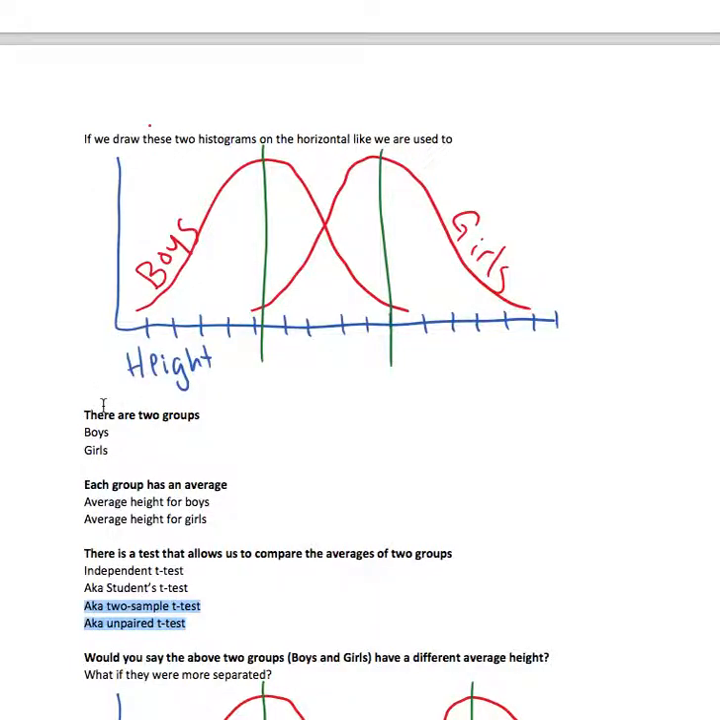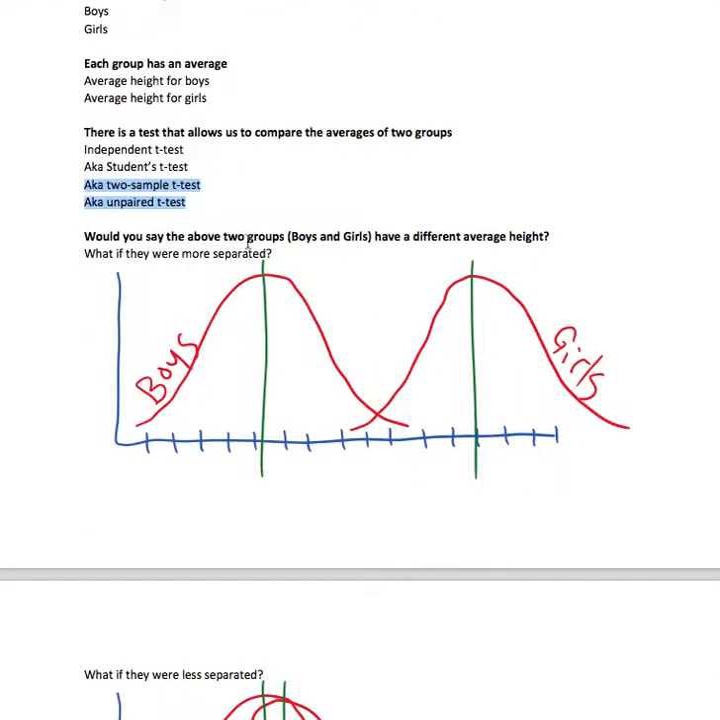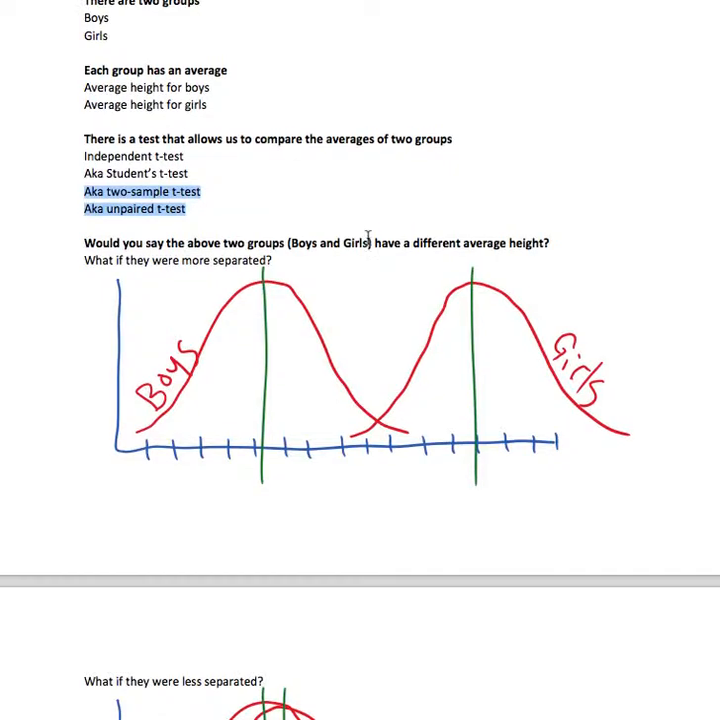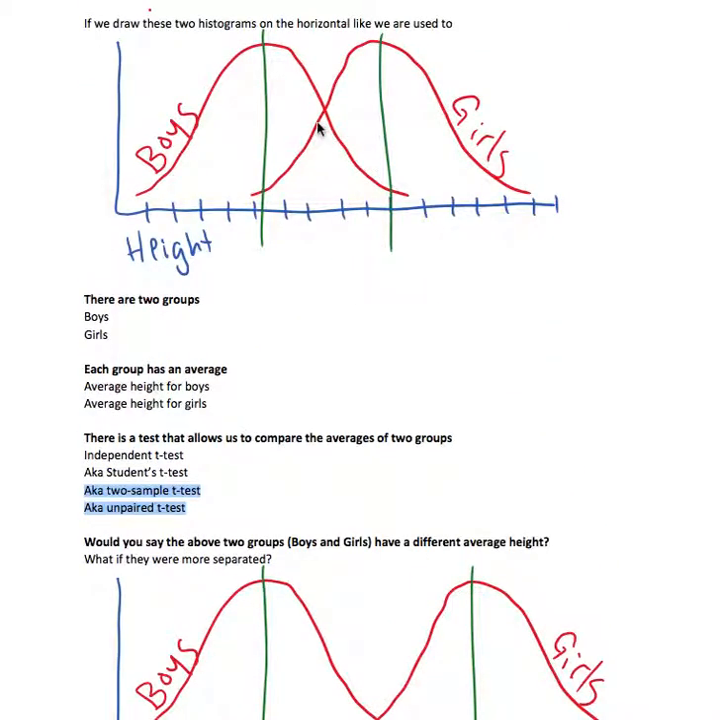So we have two groups, boys and girls. We have an average of something. Here we have average of height, and we are going to compare the averages of those two groups. And so here's the average here. So what would you say for these two groups? If we look at the one up above, would you say that the boys and the girls have different average heights?